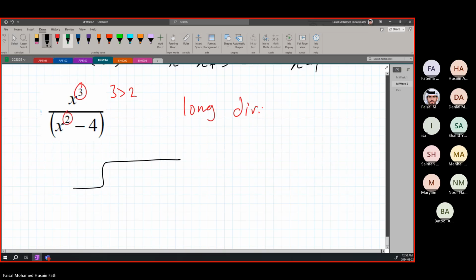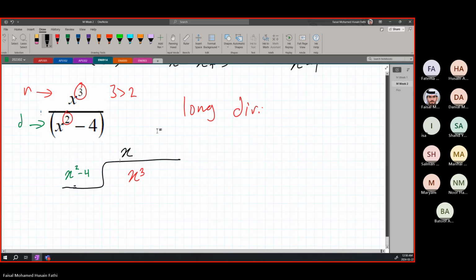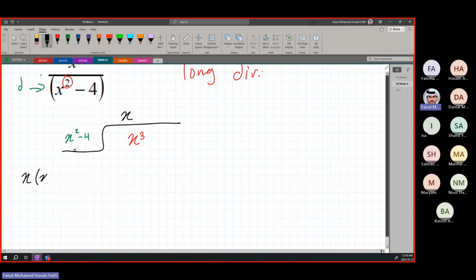So again, this is the numerator, this is the denominator. The denominator goes here, x squared minus 4. The numerator will go here, x cubed. So we look at the first term, x squared. What do we need to multiply to get x cubed? We multiply by x. Very clear. x times x squared minus 4 becomes x cubed minus 4x. So this will become x cubed minus 4x.